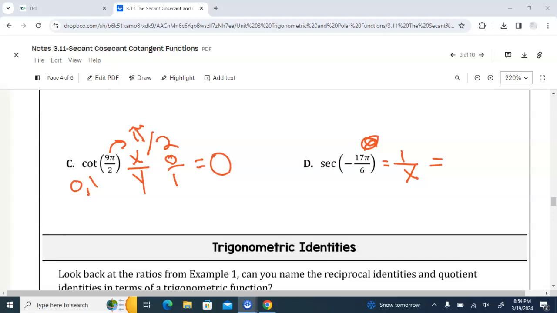I actually get all the way to 7 pi over 6, because I add 12, gives me the negative 5 pi, add 12 more, positive 7 pi over 6. Now, what's my x value at 7 pi over 6? Well, that one's negative root 3 over 2. So I'm going to do 1 over negative root 3 over 2. I'm going to reciprocate it and flip it. So it becomes negative 2 over square root of 3.